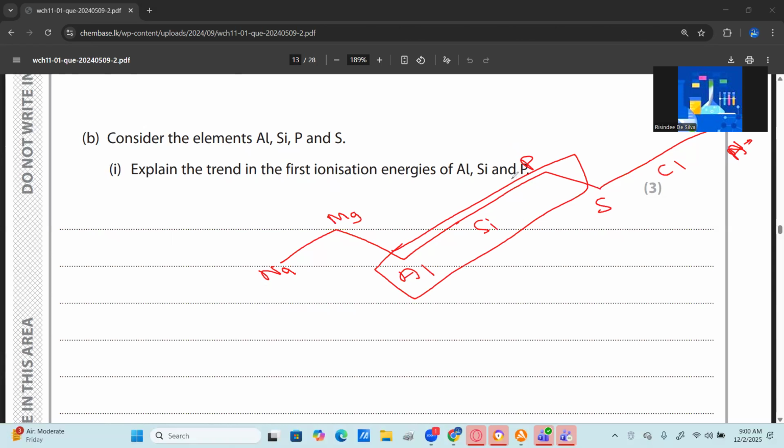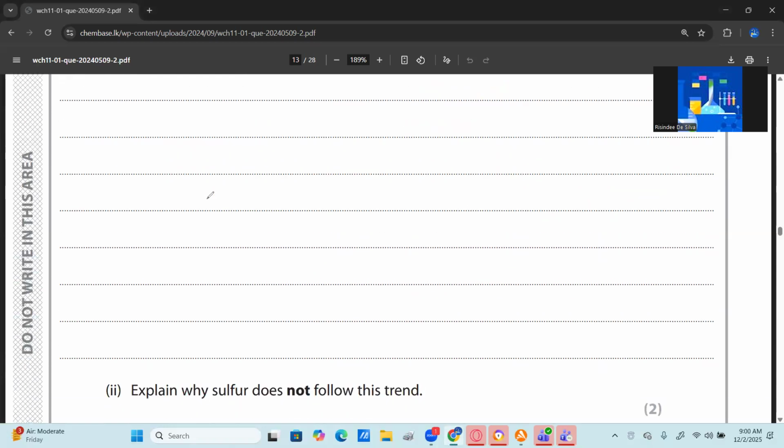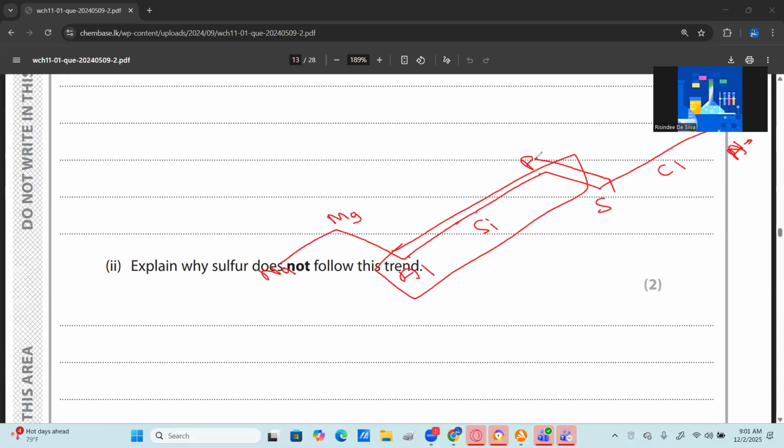That is 1 mark, and you mention the electrons are removed from the same subshell as they are in the third period. All the electrons are removed from the same subshell. That is for the 3rd mark. Explain why sulfur does not follow this trend. So you can see, if I show the pattern again, sulfur has a lower ionization energy than phosphorus.